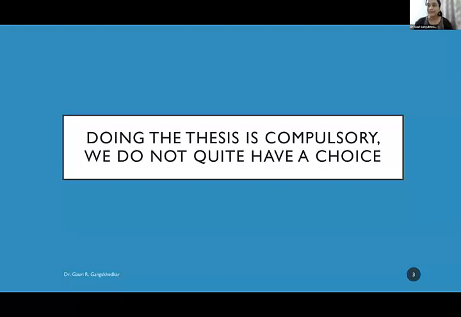So at the baseline, I must tell you that doing the thesis is compulsory. Whether you do your MD, you do your DNB, you do what you want. Because it is compulsory, you don't have a choice, so you have to do it. Does that mean you have to like it? And I think the answer would be no. You don't have to like it. But you have to do it.